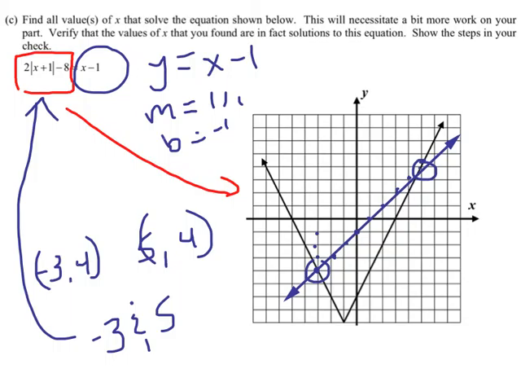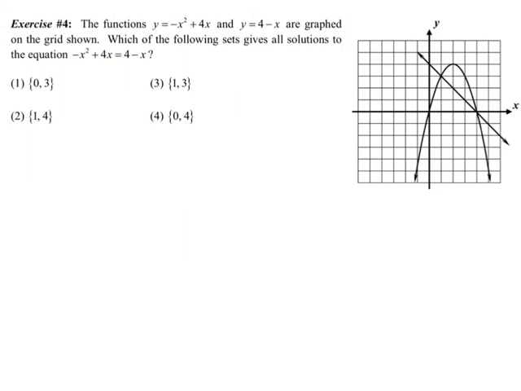All right, one last question. We're going on to number 4. This last question is pretty straightforward, pretty easy. You got two functions here. One is y equals negative x squared plus 4x. That's a parabola. That will be this U-shaped one. And you got a linear one right here, and they graph that line right here. They want to know where your solutions are on this grid.